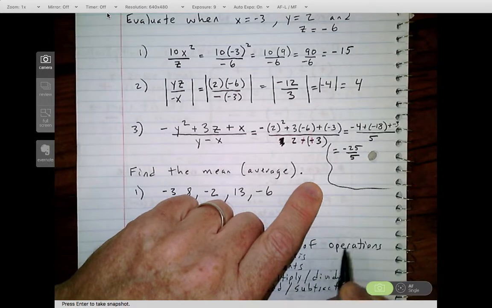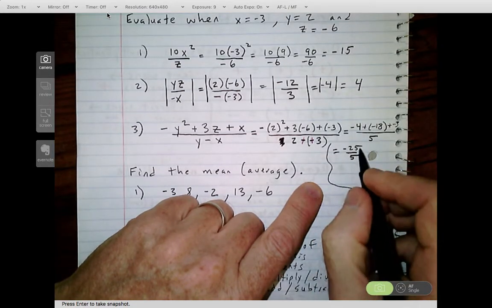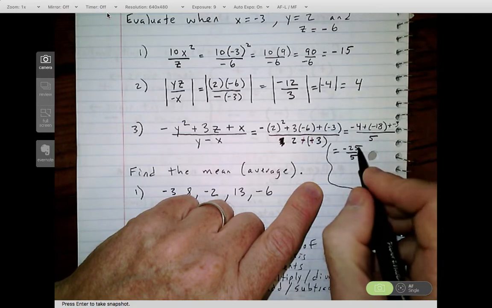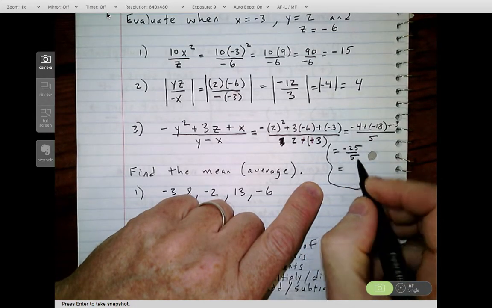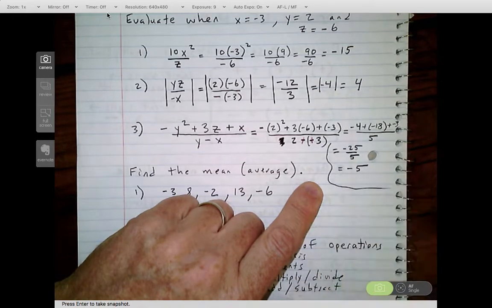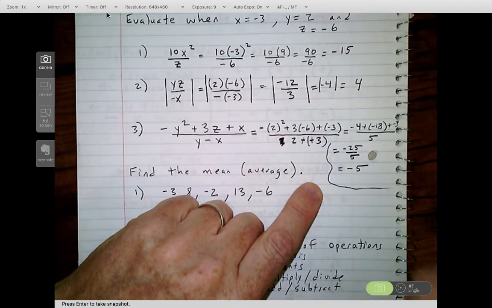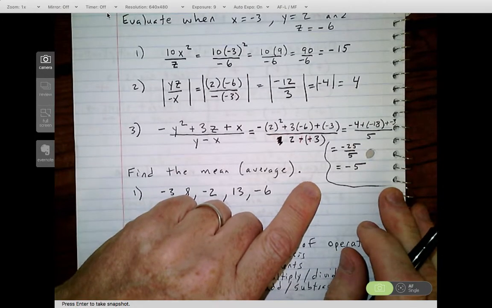over 5. And again, fractions are division with the top divided by the bottom. So 25 divided by 5 is 5, which means negative 25 divided by 5 is negative 5. Okay, sorry about that again. I hope you can read that okay.